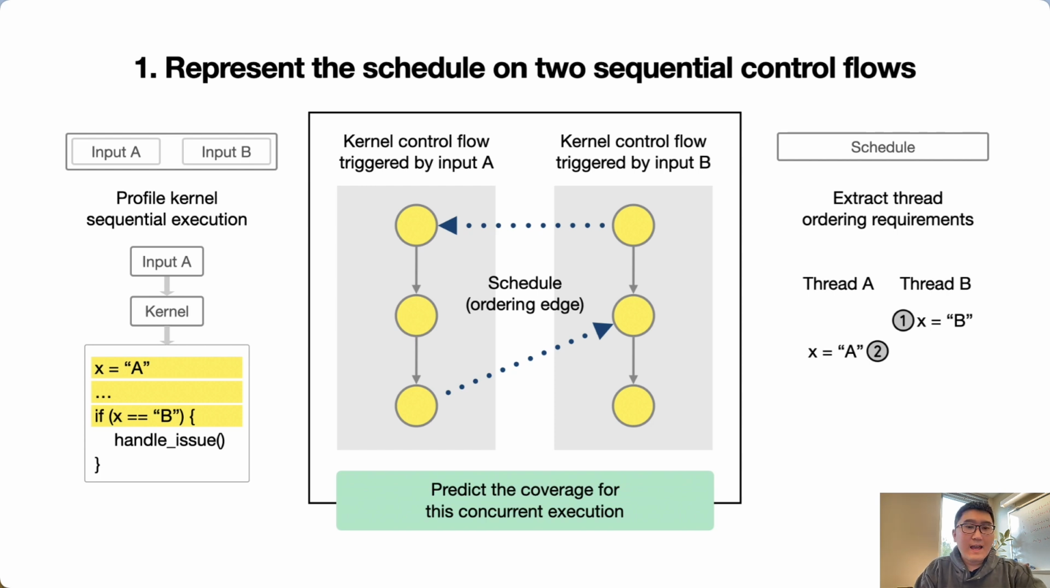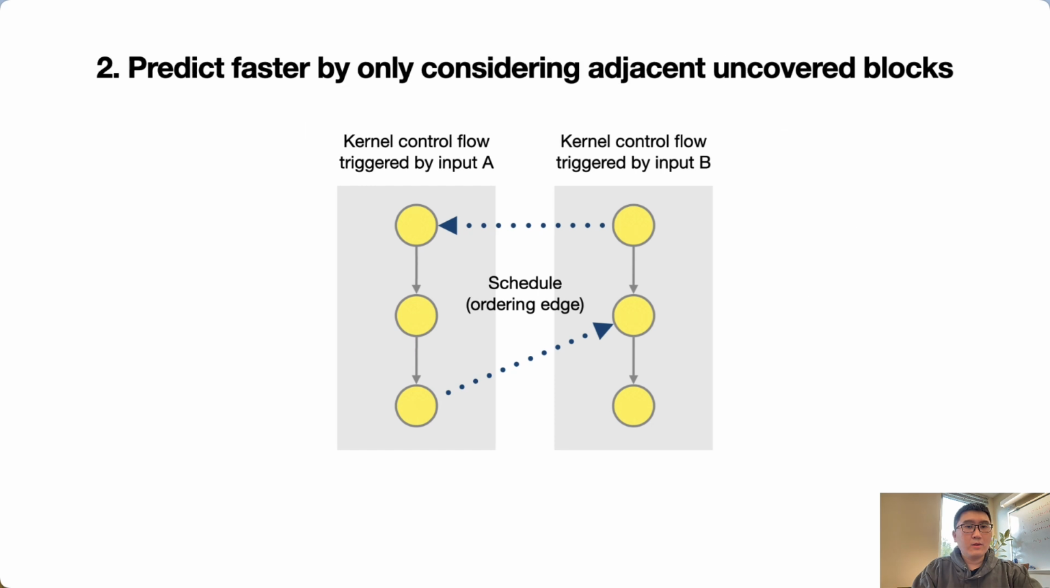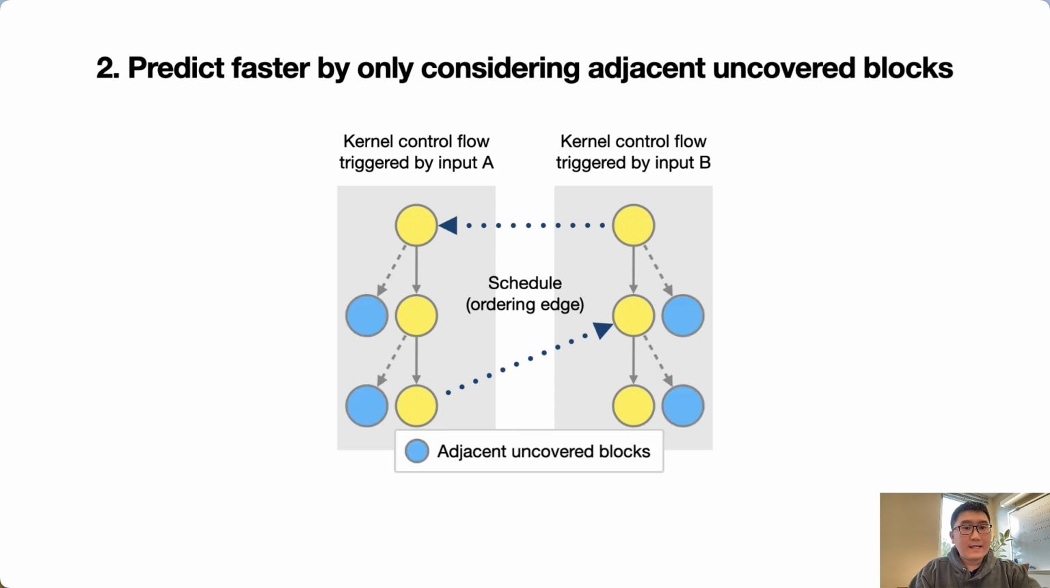Speaking of the coverage, as we discussed before, it would be perfect if the model could predict every code block in the kernel, but unfortunately, it is too expensive. To make the prediction faster, our idea is to make the task simpler. That means instead of predicting everything, we'll just predict a few blocks, but make sure they are the most important blocks to predict. This idea brings us to a new concept which we call adjacent uncovered blocks, the blue blocks in this graph. These blocks are adjacent to the already covered control flows.